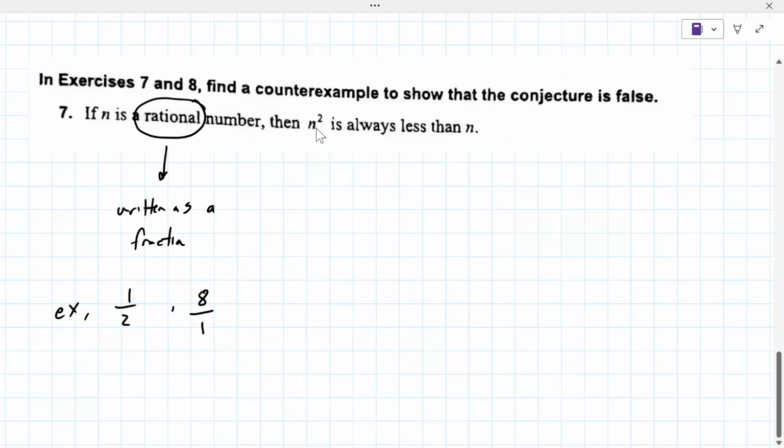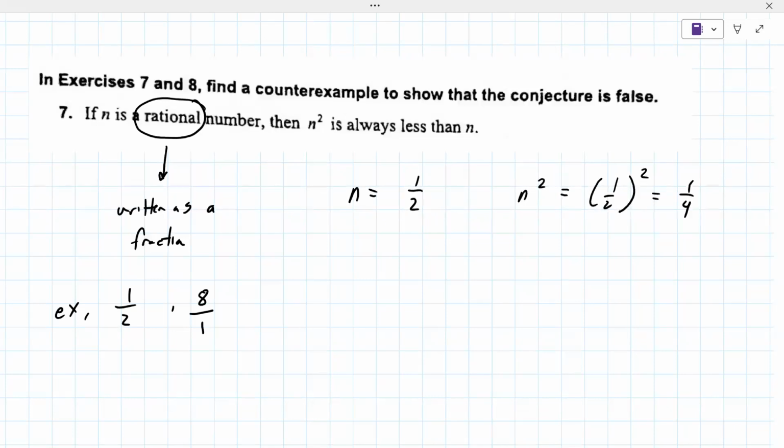Okay. So basically we're trying to decide, is this always true? Well, let's do it for each of these examples. Let's say that n is 1/2. What is n squared? Well, it's 1/2 squared, which is 1/4. Is n squared, 1/4, less than 1/2? Is this true or false? That's true. That's good. Now, we don't have enough to know if that's always true, so let's try the next one.